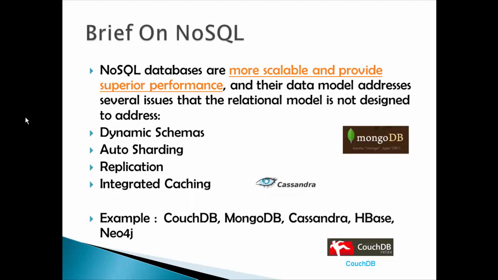So, a brief on NoSQL: we all know that NoSQL databases are more scalable and provide superior performance. They are very much used wherever there is latency with regard to performance and you cannot scale your databases horizontally, and you want to make sure that auto sharding and replication are taken care of. In this case, NoSQL databases play a very key role, and there are many NoSQL databases available in the industry. They are CouchDB, MongoDB, Cassandra, HBase, and Node.js, and many more.